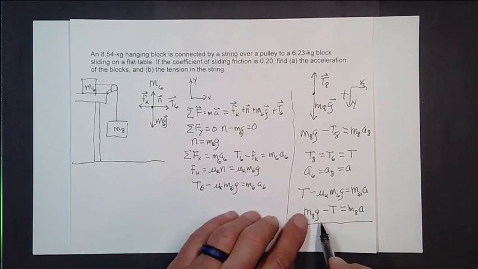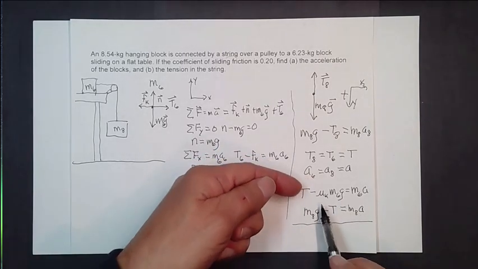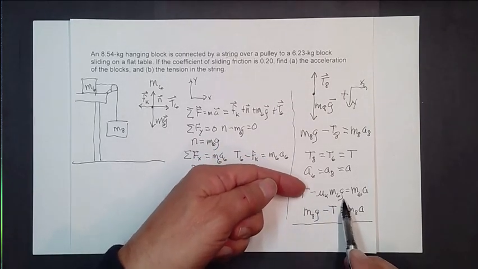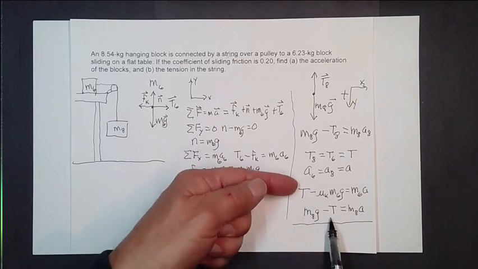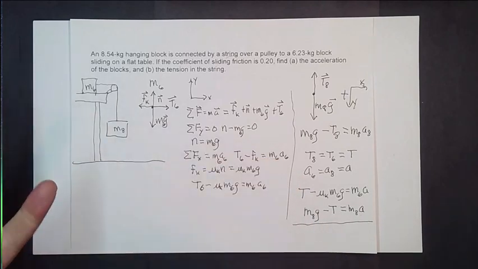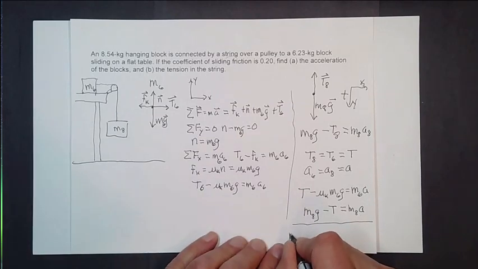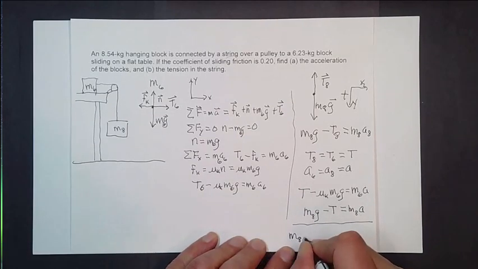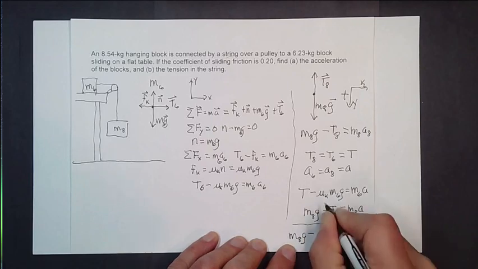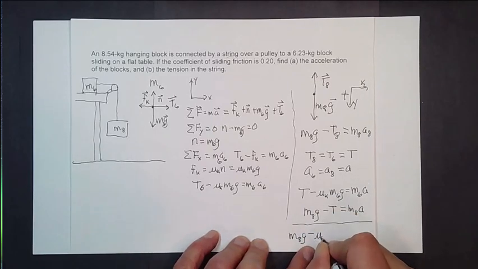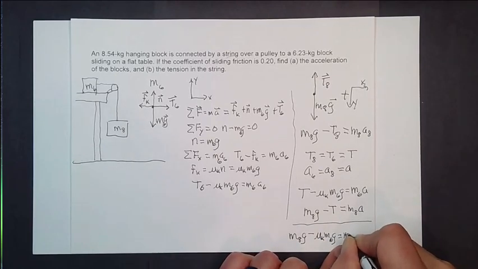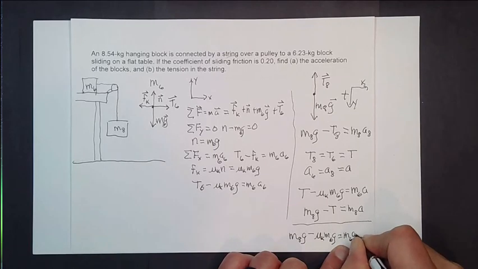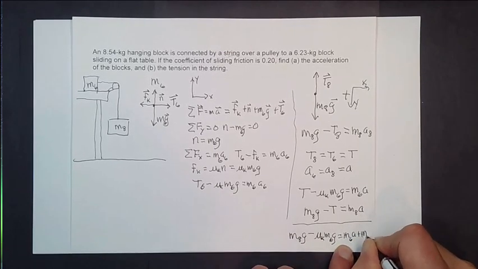And what I'll get is, when I add these together, T minus mu sub k m6g plus m8g minus T. Well, there's a T minus T in there. They're going to be gone. And so what I'll get is m8g minus mu sub k m6g is equal to m6a plus m8a.